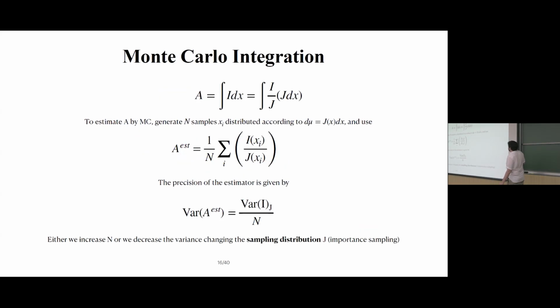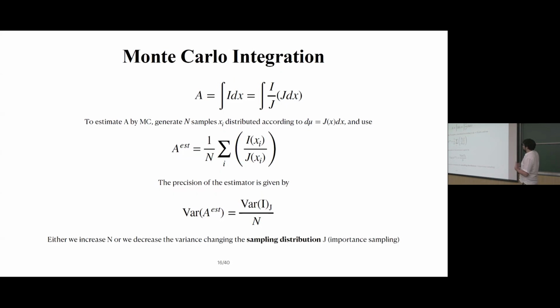Okay, let me remind you what a Monte Carlo integration looks like. Say that you want to compute some integral of some integrand I. The first thing I'm going to do is to divide and multiply by some other distribution J. I'm just asking this J to be an honest probability distribution, something normalized to 1, but you can choose it any way you want. So what you want to do is to generate samples distributed according to this distribution, and use as an estimator for the true value of the integral the average of the new integrand I over J on the sample points.